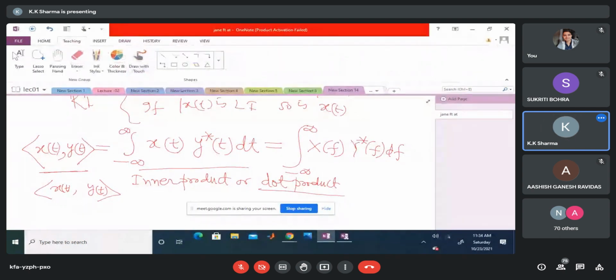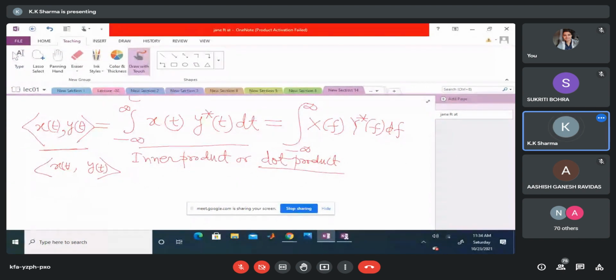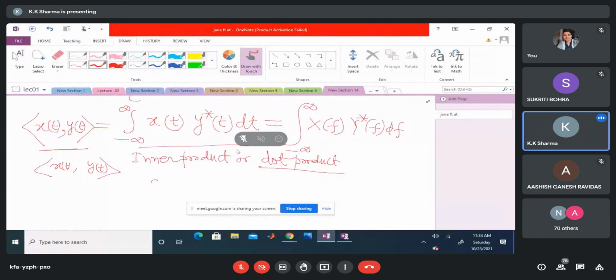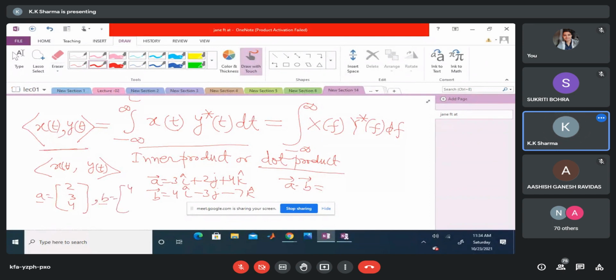So whatever inner product we have learned for two vectors, A is equal to 3i plus 2j plus 4k. Another vector which you might take as 4i minus 3j minus 7k. What will be the value of the dot product? Anyone? What will be the value? Say first 3, 2, 4, that is the first vector. What is the second vector? 4, minus 3, minus 7. What is the dot product?